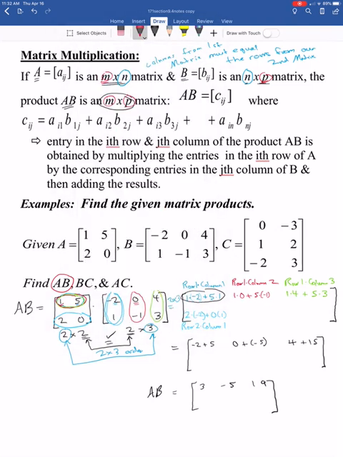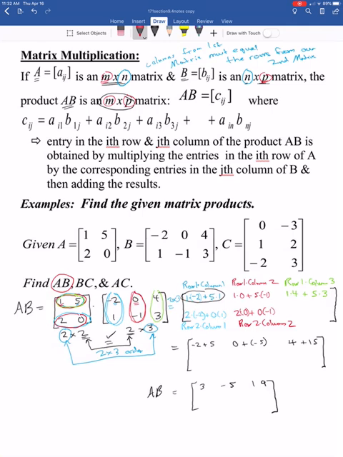Let's move on to row 2, column 2. So now we've got to multiply row 2 numbers from our first matrix with column 2 numbers in our second matrix. So the 2 and the 0 with the 0 over here and the negative 1. So first entries, we got a 2 times 0 plus 0 times negative 1. Second entries in each, right?